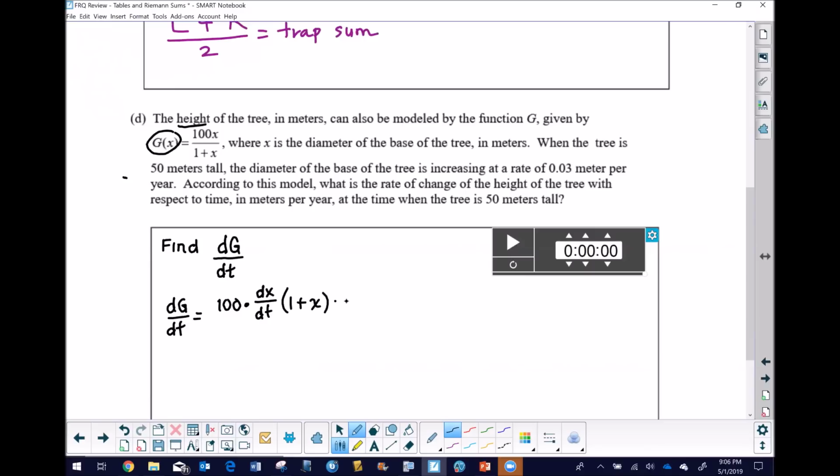Then, very important, we do need to subtract. This is a quotient rule after all. And then we have the numerator, 100x, and now we'll multiply that by the derivative of the denominator, which is 0 plus, okay, what is the derivative of x with respect to t? That's a brain teaser, right? It's 1 times dx over dt. And then, of course, all of this would be on top of the denominator squared, which is (1 + x) quantity squared. All right?